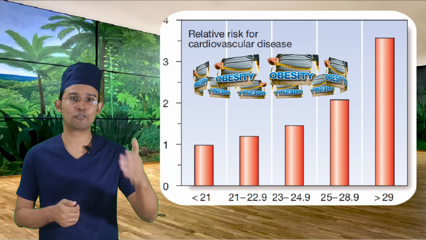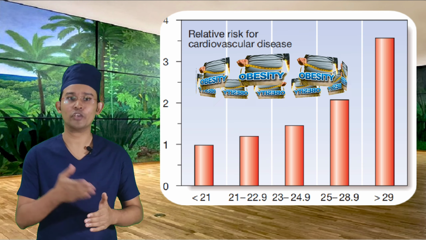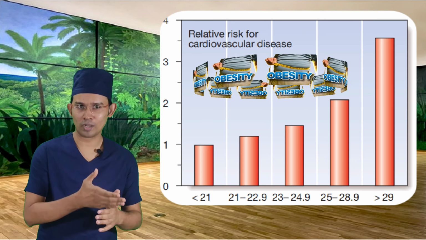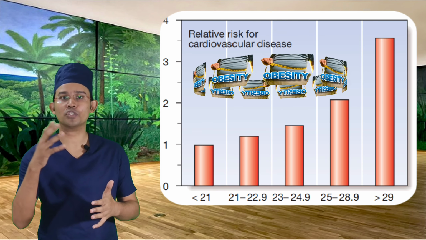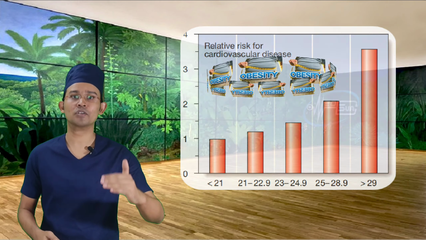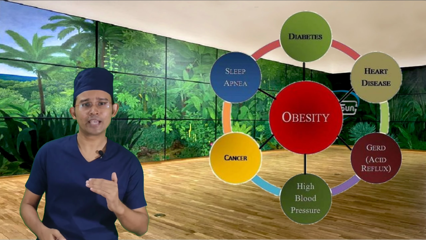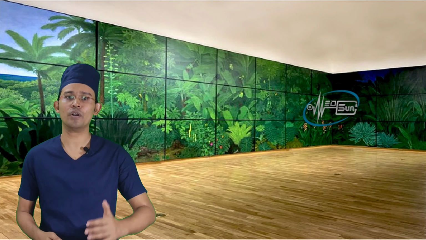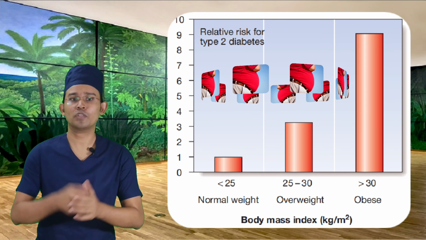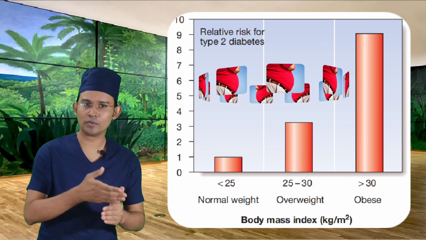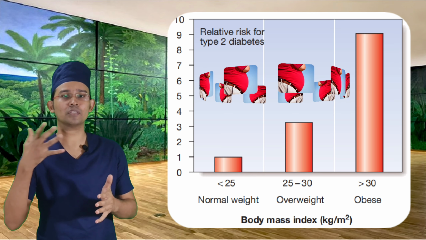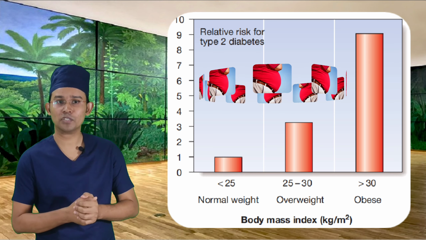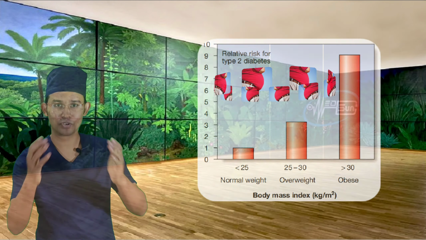Next, we talk about the relative risk for cardiovascular disease. If you see the graph, you can easily understand that if the BMI is less than 21, there is less cardiovascular risk, and if it is more than 29, there is increased cardiovascular risk. And next, we talk about the relative risk for type 2 diabetes. If the BMI is less than 25, then there is less diabetic risk, and if it is more than 30, there is increased type 2 diabetes risk.